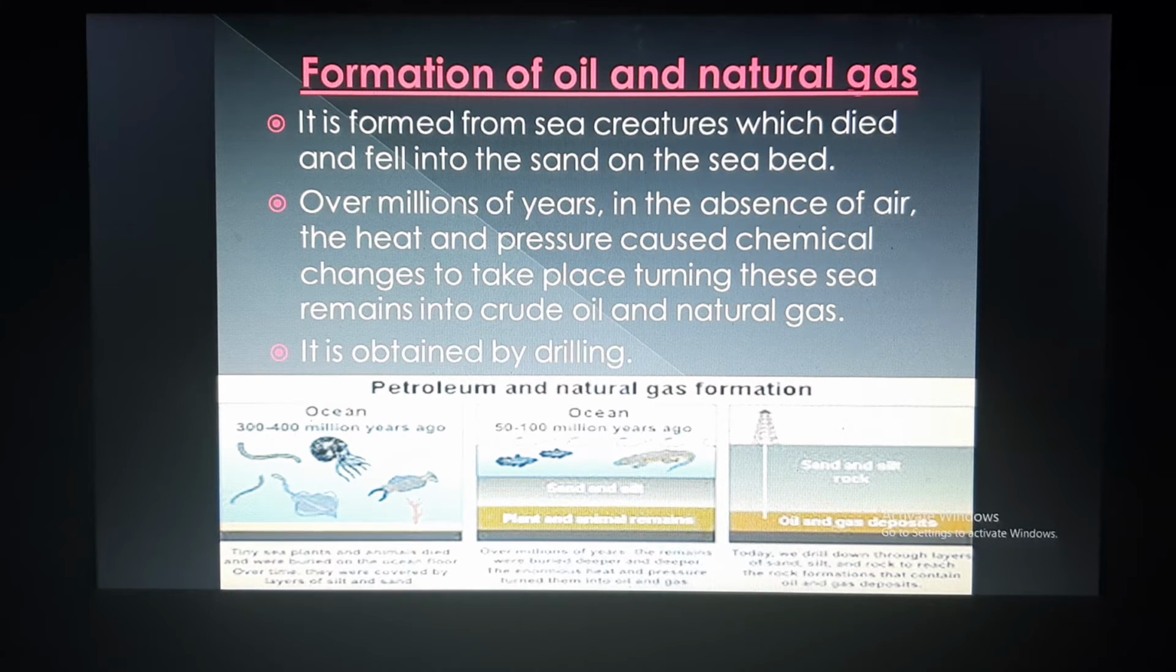This crude oil is also called petroleum. Petroleum is known as crude oil.